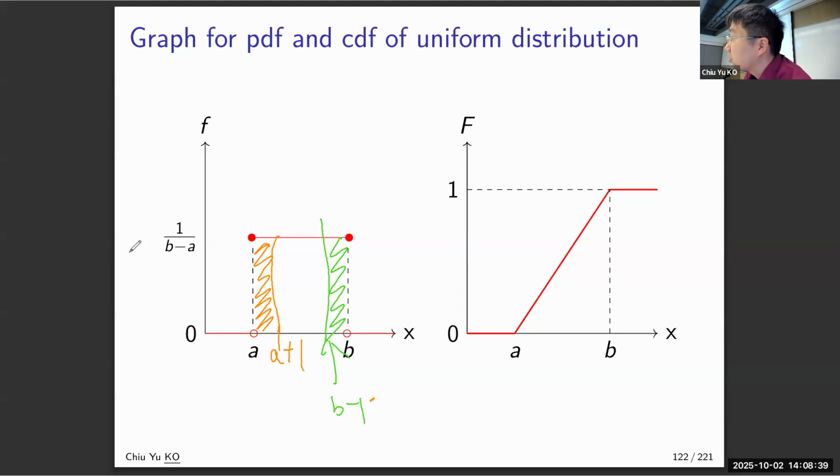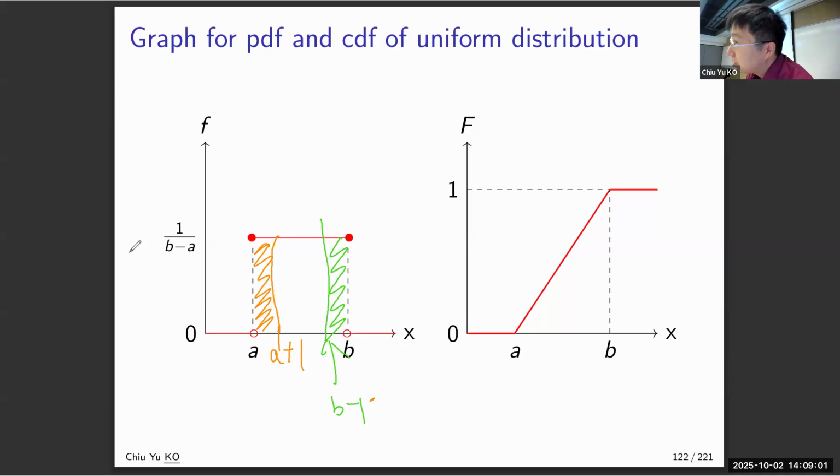We can't think of anything else. Okay, so that's why uniform, it must be a rectangle with the same height. Okay, and the next thing you ask, okay, I know it's a rectangle. How can I know the height? Why is the height 1 over b minus a? The reason is the area is probability.